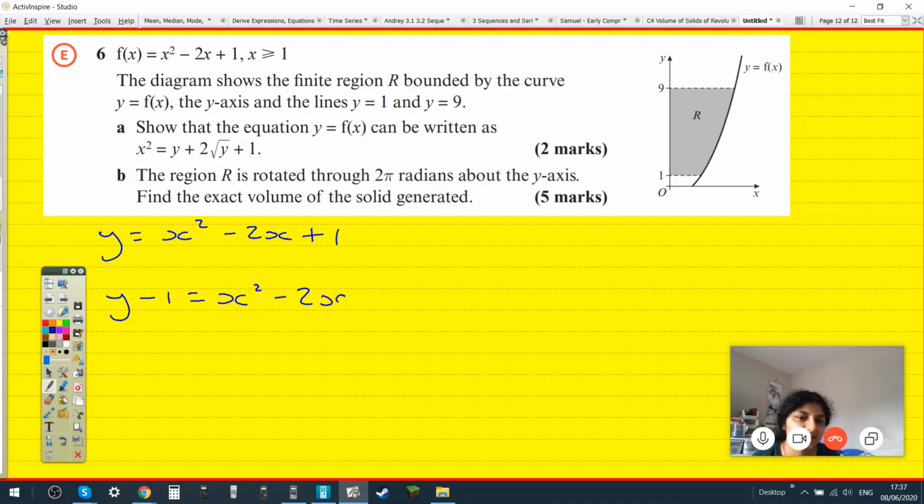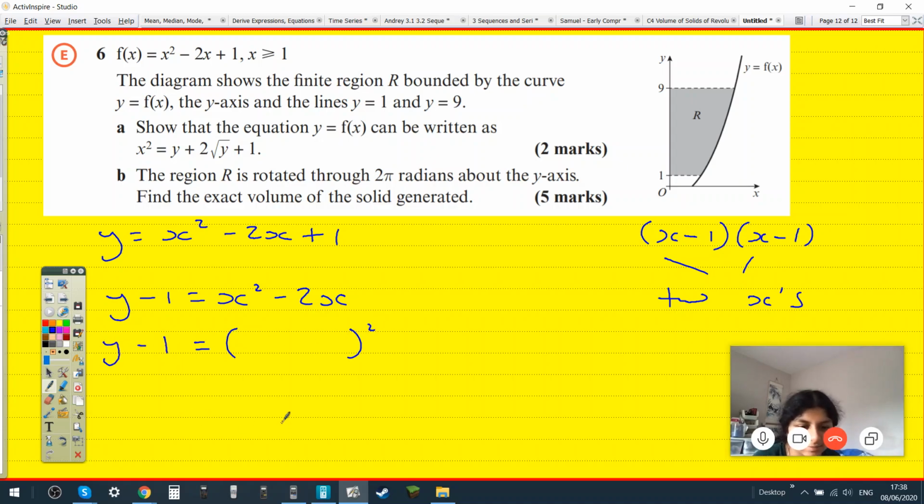I'm not really sure how to do it. So if you were to factorize this, I think you get x minus 1, x minus 1. Is that right? No, yeah, you do get it. So the problem is you've still got two x's. There is one way that you can go from having this to just one x, and that is by completing the square. I don't like completing the square. Nobody does.